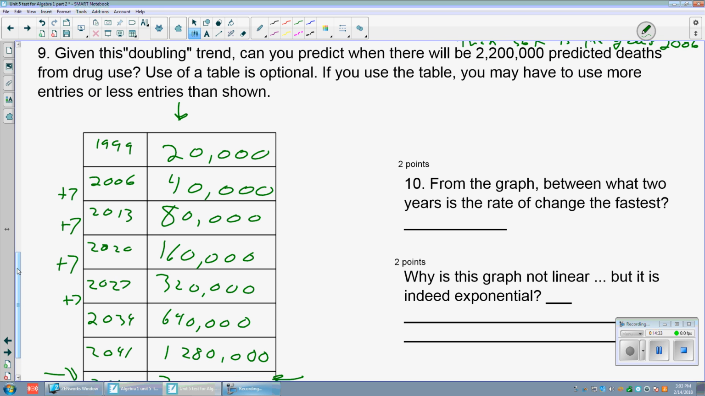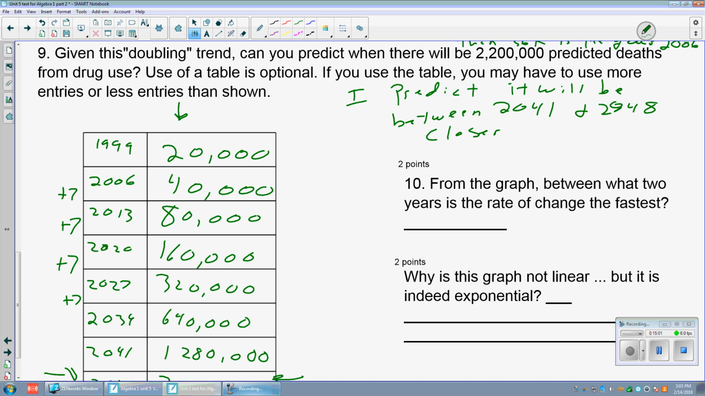From the graph, between what 2 years, it's up here. If you use the table, it can be more or less entries shown. I predict it will be between 2041 and 2048, closer to 2048. So I'm going to say 2047.